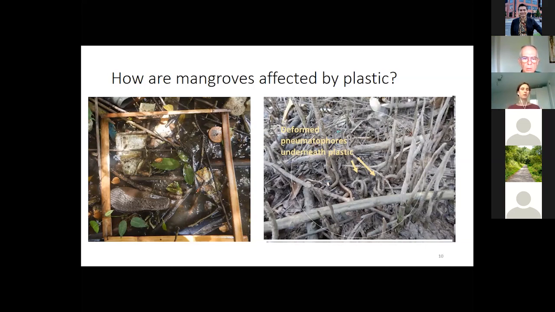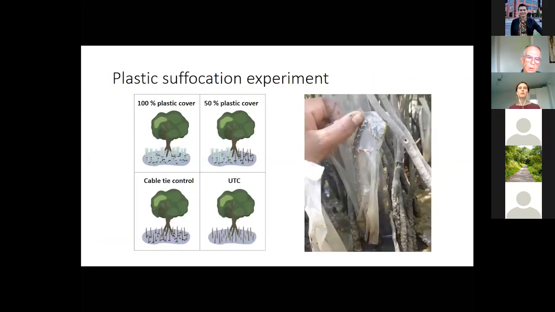And actually, a lot is already known on how much plastic can be found in mangrove forests. So in that sense, it's not really new. But what we did not know is what actually the effect was on the mangrove trees. And that is something that has not really been looked into before. So we did an experiment, again, relatively simple. We just applied plastic to mangrove trees. We had 100% plastic cover where we attached plastic bags to all of the pneumatophores.